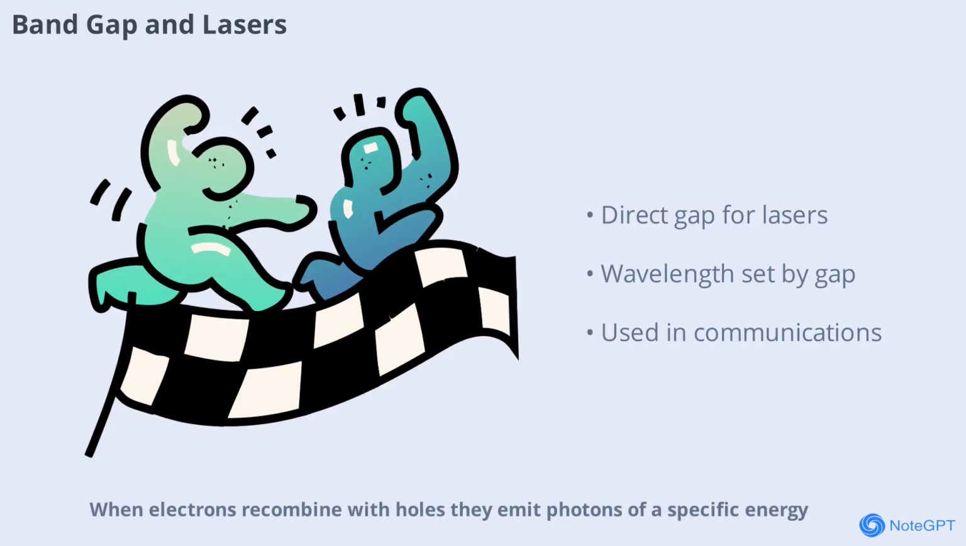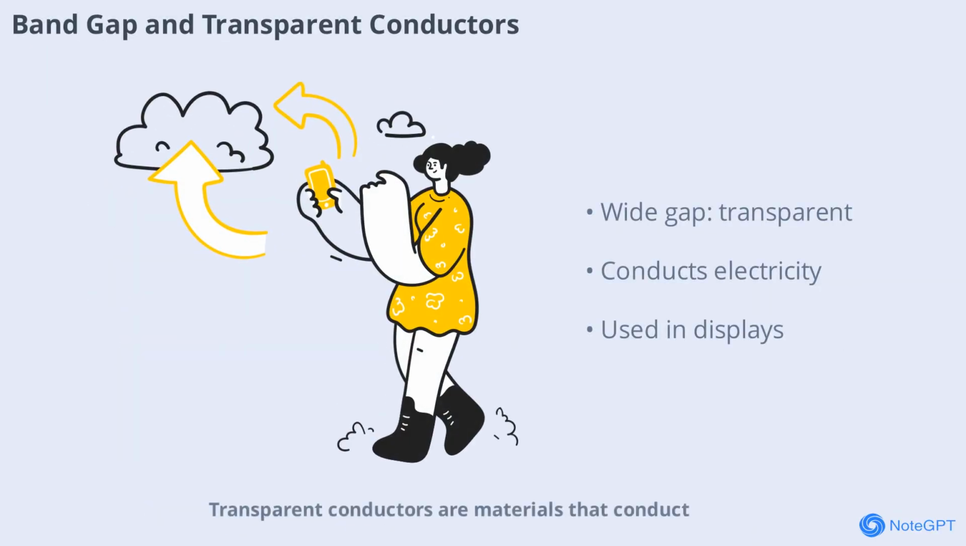When electrons recombine with holes, they emit photons of a specific energy determined by the band gap. By engineering the band gap, lasers can be made to emit light at different wavelengths, enabling applications in communications, medicine, and industry.